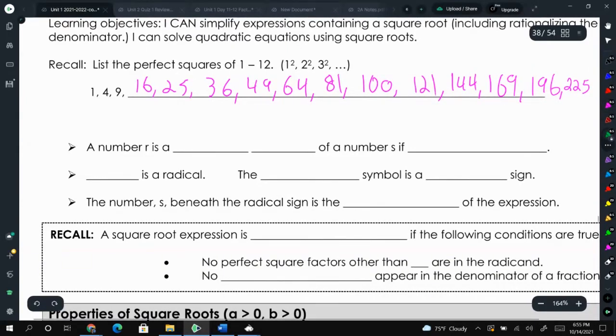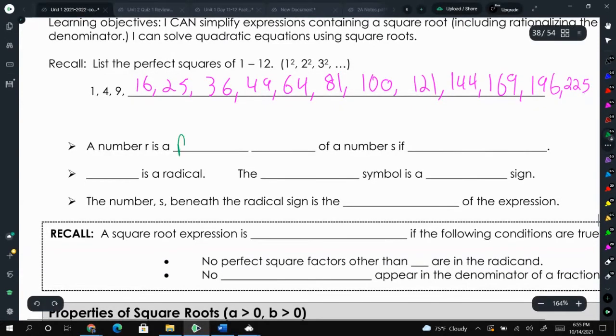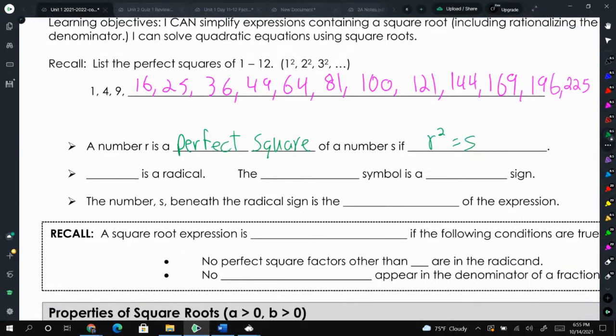Now, the math definition for all this: a number R is a perfect square of a number S if we can say that R squared is equal to S. Like I said, that's the math definition. You can just realize that a perfect square is if we take the square root of a number, we need a whole number answer, no decimal.